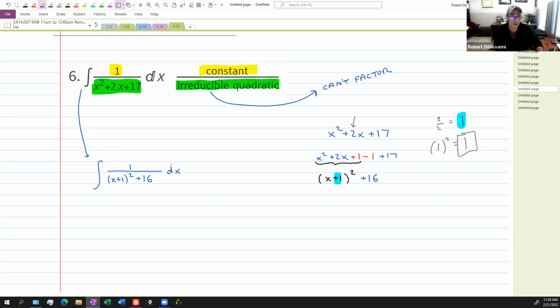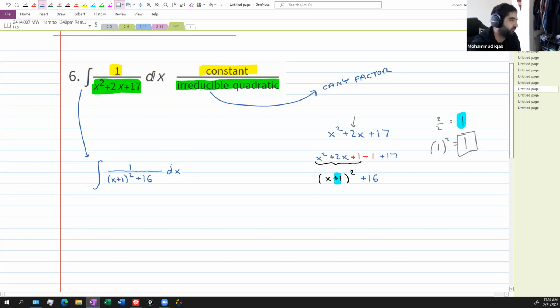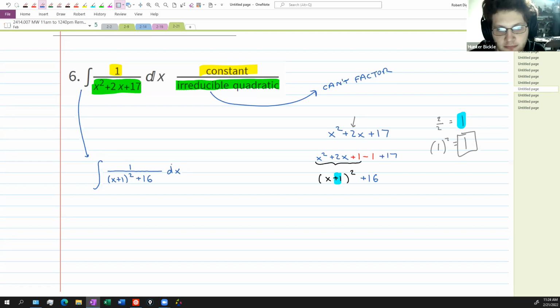Does that look familiar? If you squint your eyes enough, does that look like something? Yeah, you've got a u-sub. You can do a u-sub, right? If you did a u-sub, what would it look like after you're done? The antiderivative of tangent, or arctangent, sorry. Yeah, so this is going to wind up being formula 17.